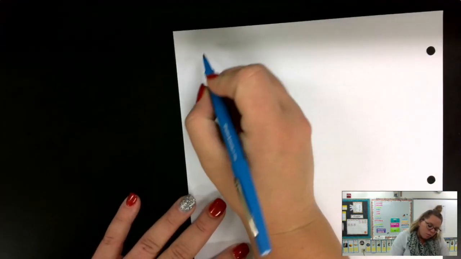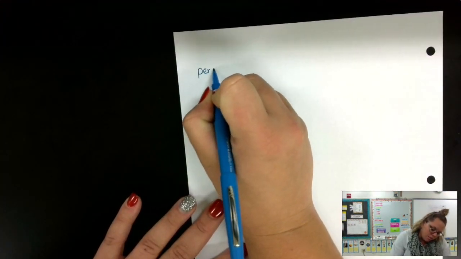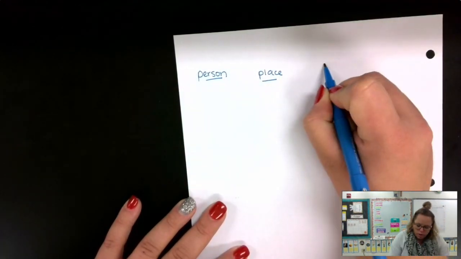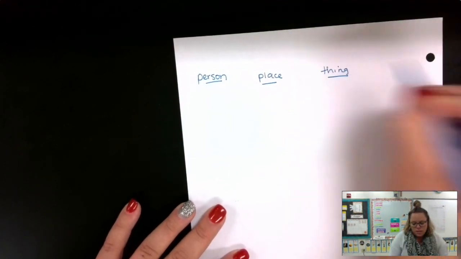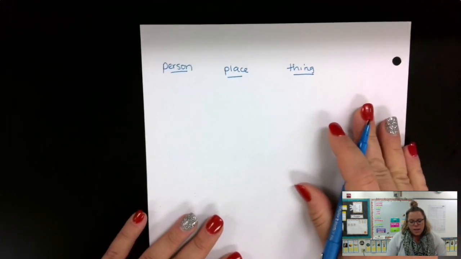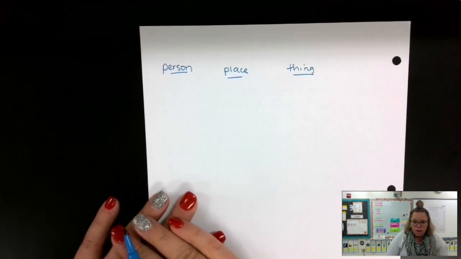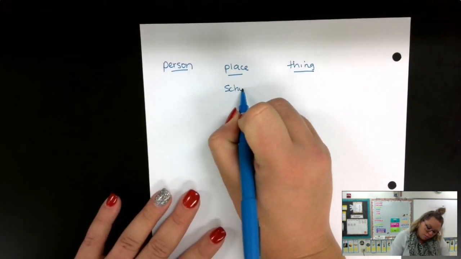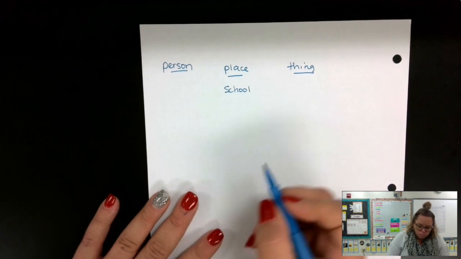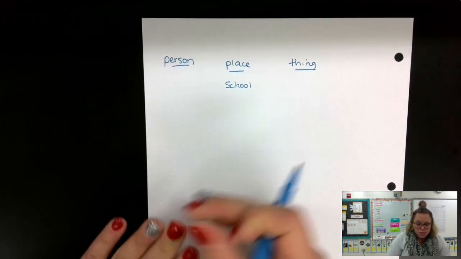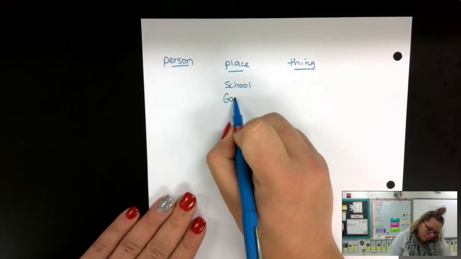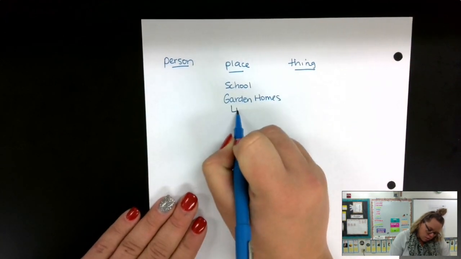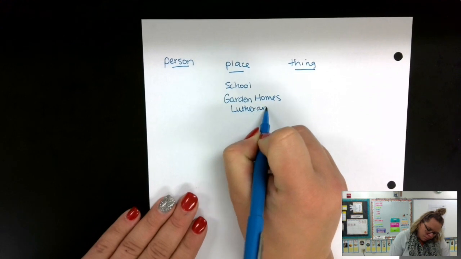Remember that a noun is going to name a person, it's going to name a place, or a thing. A person, a place, or a thing. It doesn't always have to be a specific name of a thing or a person or a place. So I could have school, or if I wanted to have the name of a specific place, I could say Garden Homes Lutheran School.